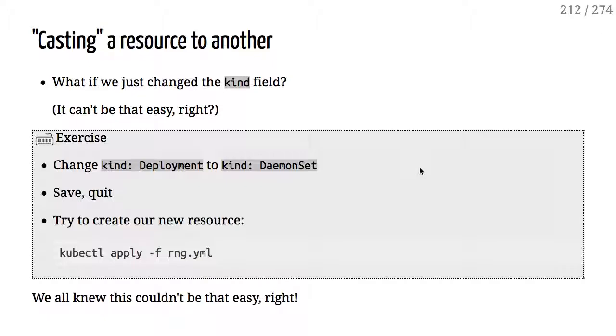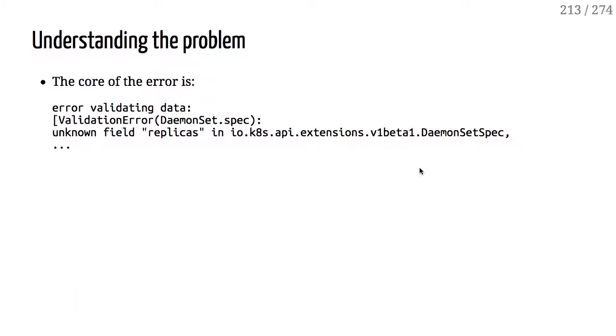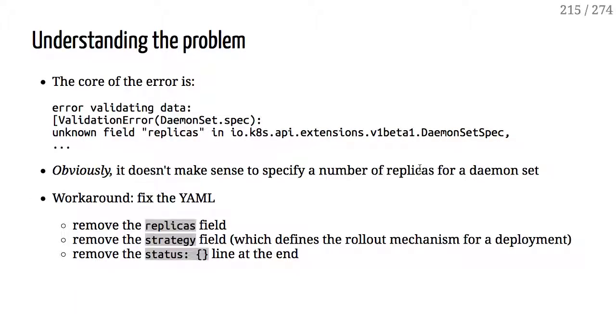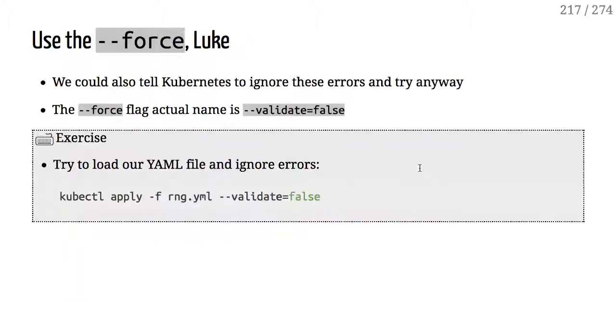I'm not sure if I got the question right, but you mentioned something about the RNG deployment. And yes, this is where I explained the error. Oh yeah, and also gave another workaround, which is if we don't want to use dash dash validate equal false, we could also fix the YAML differently. But anyway.